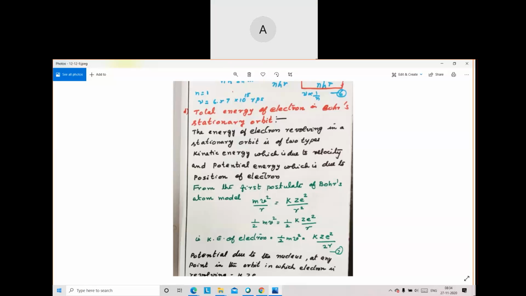Kinetic energy. And it is revolving around the nucleus. So the charge is at a distance from the nucleus. So it will possess one more energy. What is it? Akshaya?